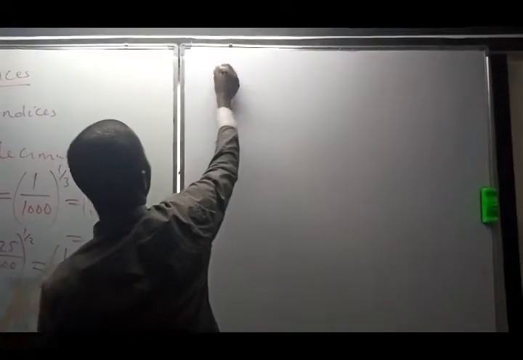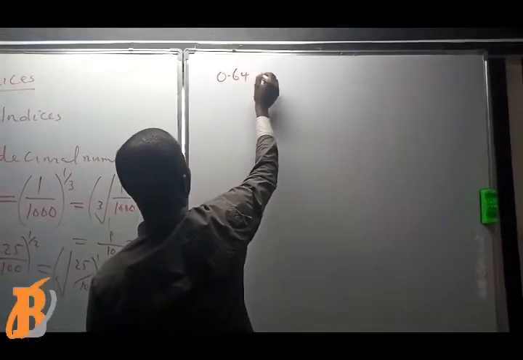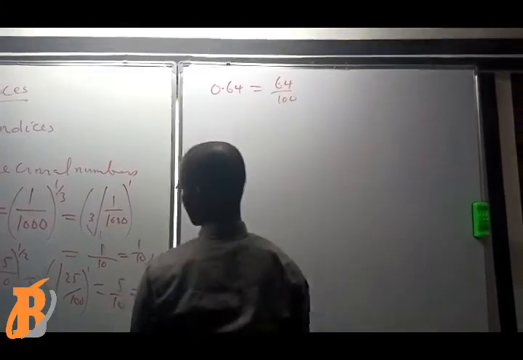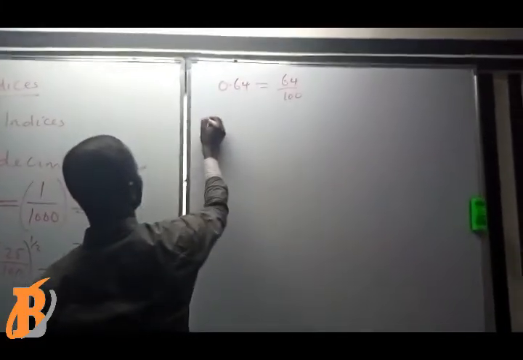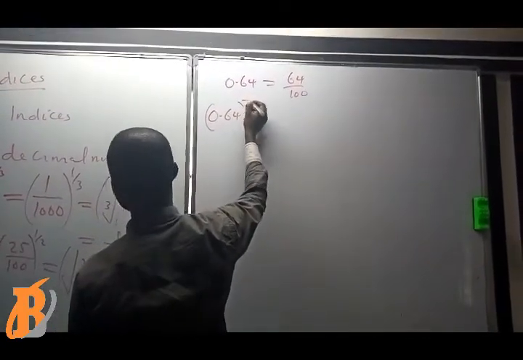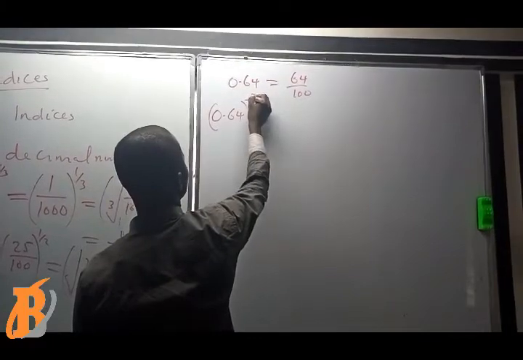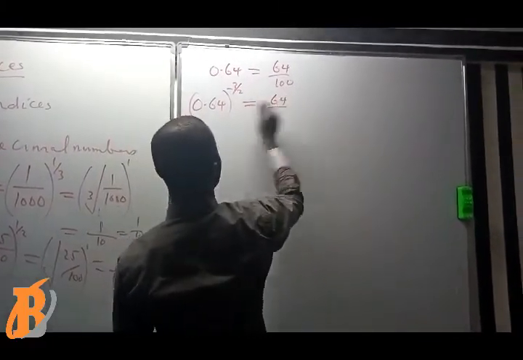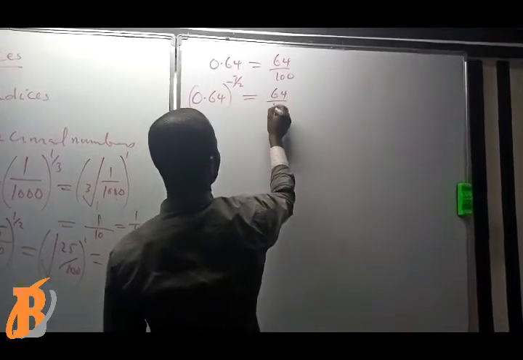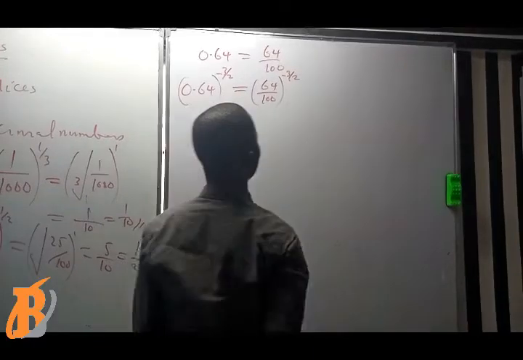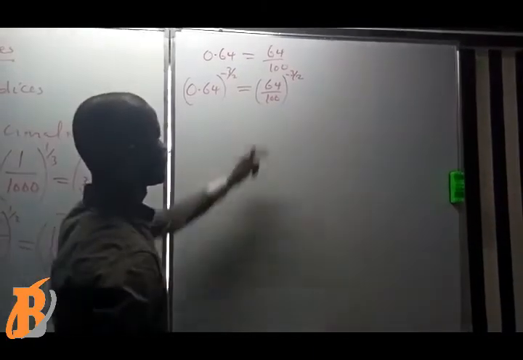0.64 is the same thing as 64 over 100. Therefore, that is 0.64 to the power of minus 3 over 2. Same thing as what now? 64 over 100 to the power of minus 3 over 2. Remove this one and put it there: 100 over 64 to the power of 3 over 2. Now follow the principle.